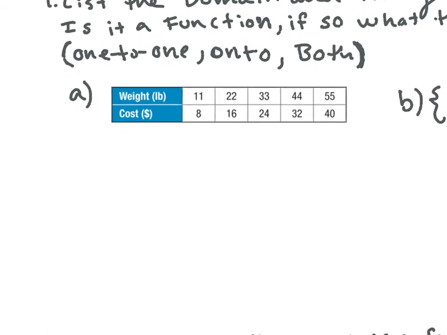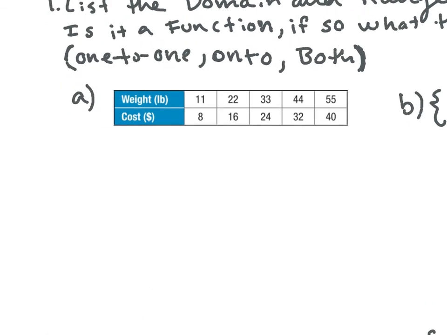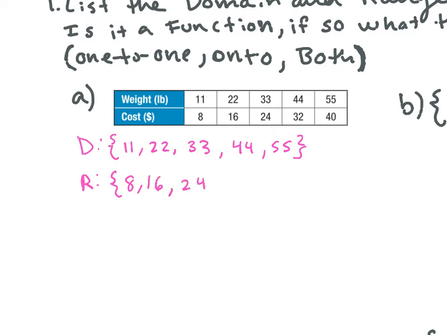So our domain is our x values. Here our domain is what's on top. So we have 11, 22, 33, 44, and 55. Remember, if a number repeats, we don't write it twice in our domain or range. So that means our range is what's on the bottom. So we have 8, 16, 24, 32, and 40.